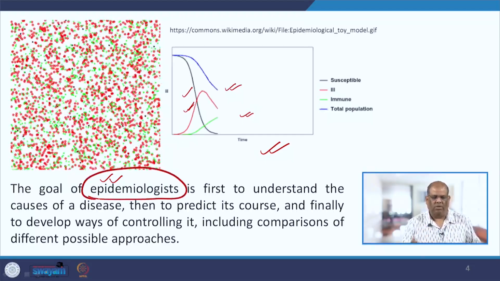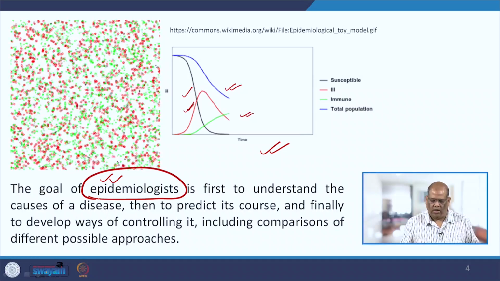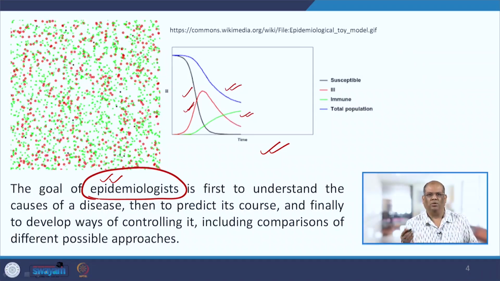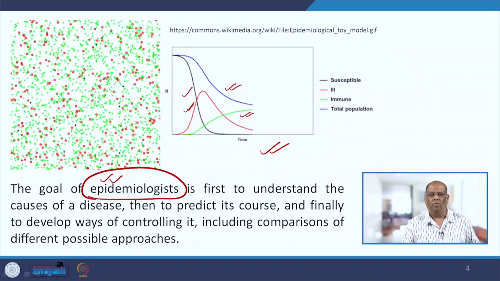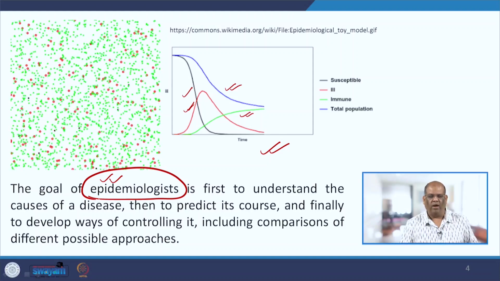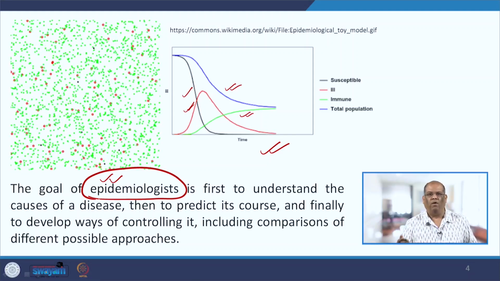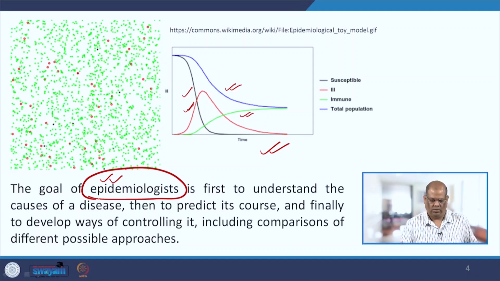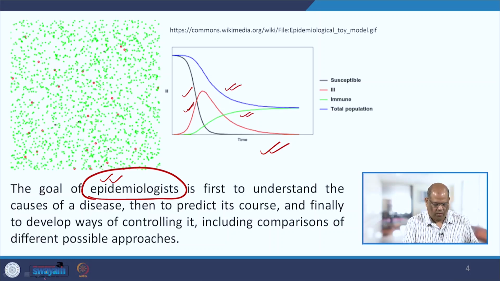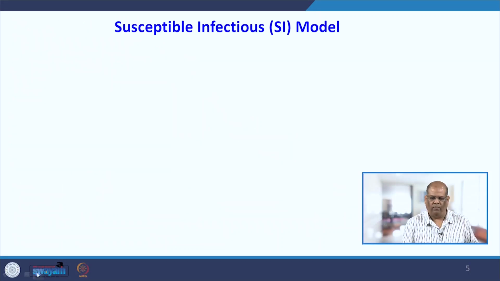The goal of epidemiologists, that is, the persons who study epidemics, is first to understand the cause of the disease, then to predict its course, and finally to develop a way of controlling those diseases. So we start with our first model, that is the susceptible and infectious model.